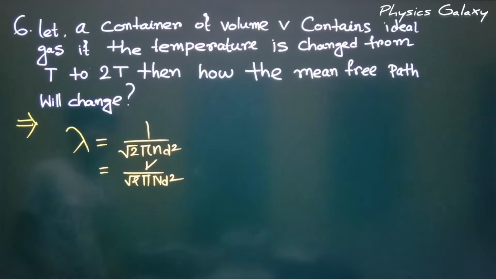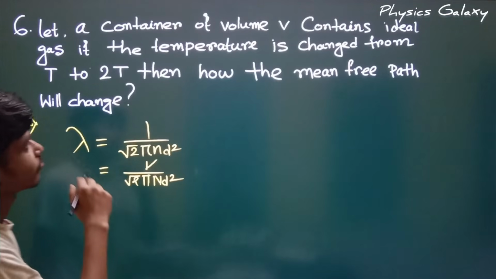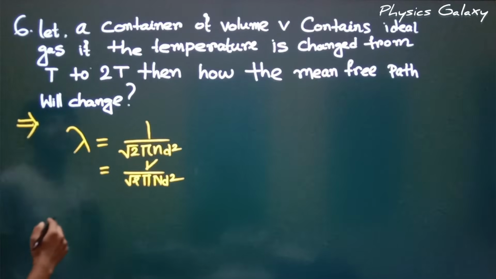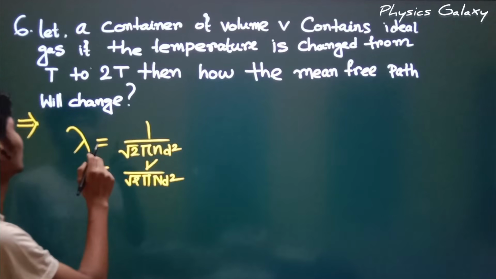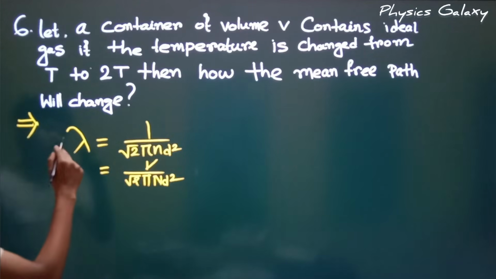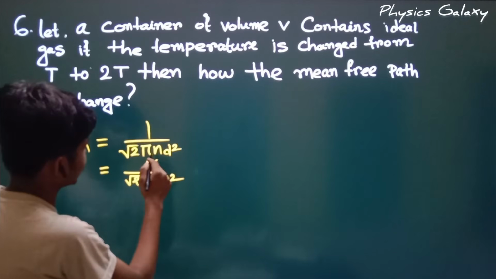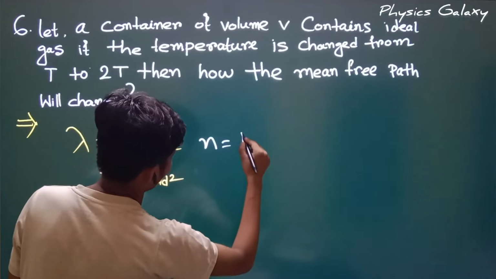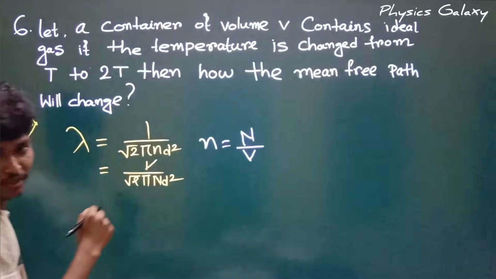Then they gave me a problem on thermodynamics: let a container of volume V contain an ideal gas. If the temperature is changed from T to 2T, then how will the mean free path change? Here we know lambda equals 1 by root 2 pi n d square, where n equals the total number of gas molecules divided by the total volume of the container.